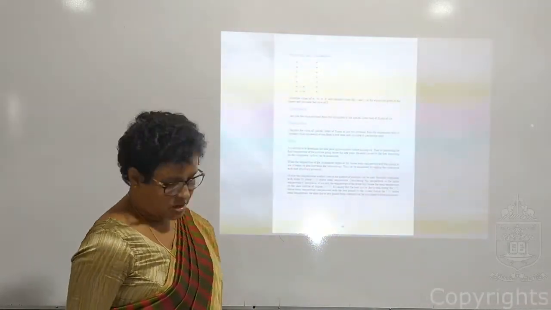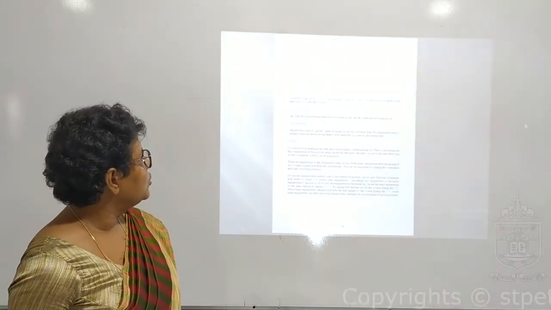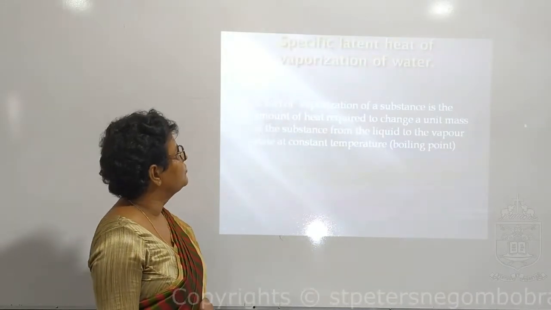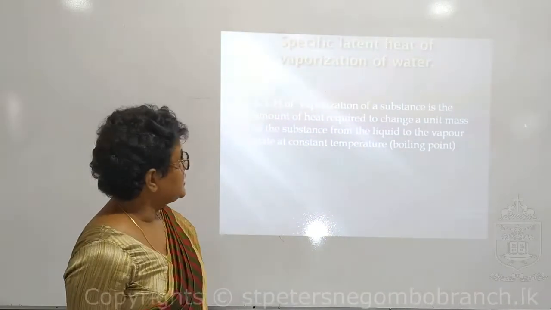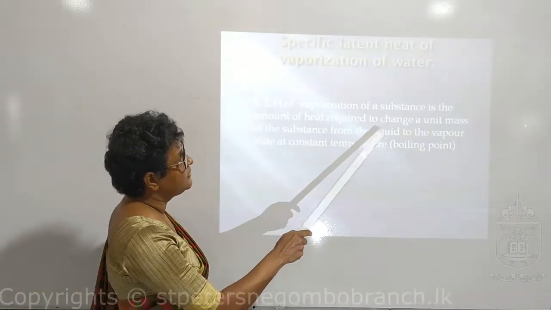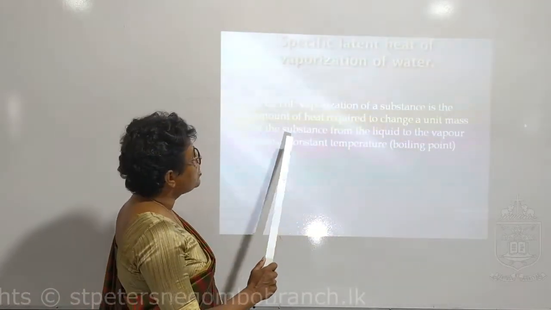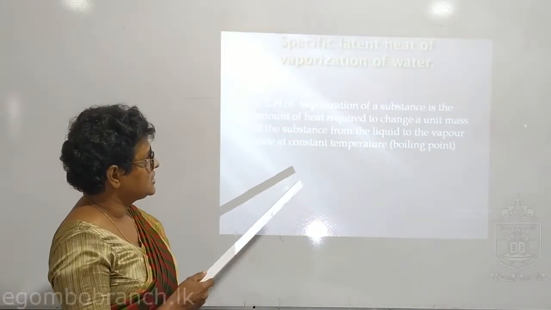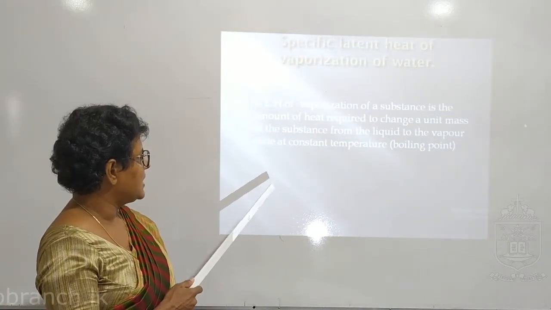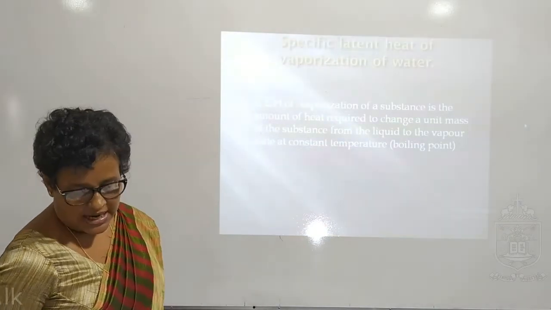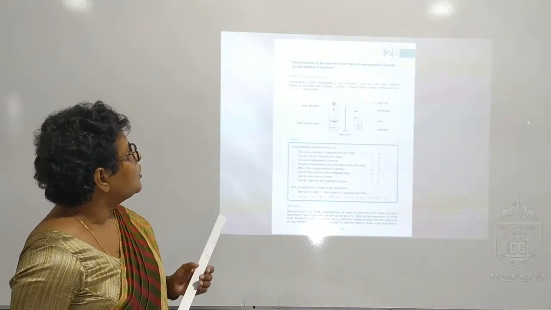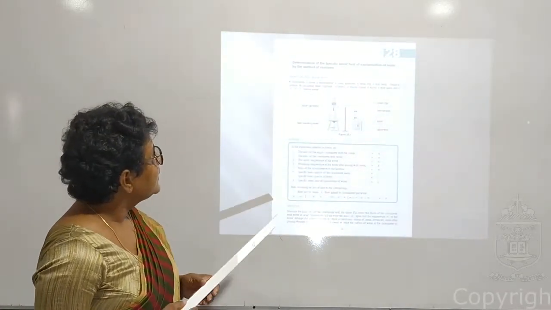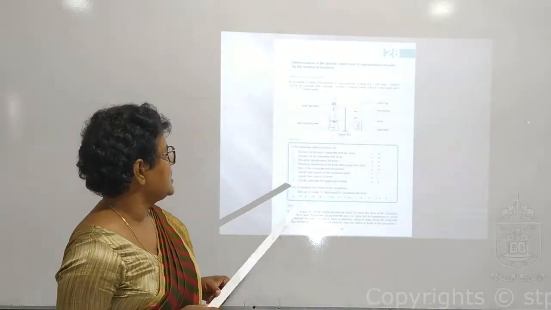Go through the notes also. You have to do the cooling correction too. Specific latent heat of vaporization of water, right? The specific latent heat of vaporization of a substance is the amount of heat required to change the unit mass of the substance from the liquid to a vapor state at constant temperature. That is the boiling point. Okay, this is the practical we are doing to find the specific latent heat of vaporization.